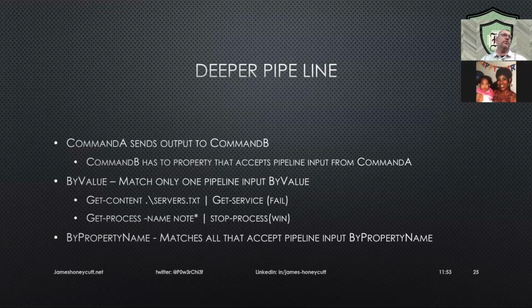So what I mean by property name is some of the services we've seen have a .Name property. So if your first command has a property that is outputting the property name, your next command has to have something that accepts pipeline input by property name. If that makes any sense. I know it's a little hard to follow.